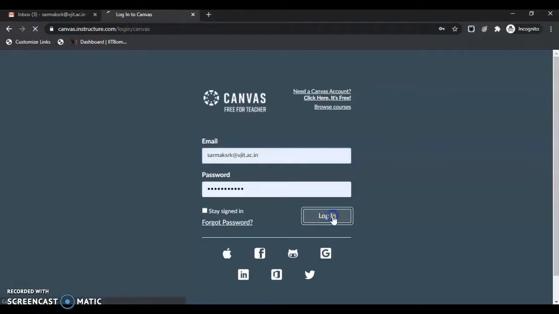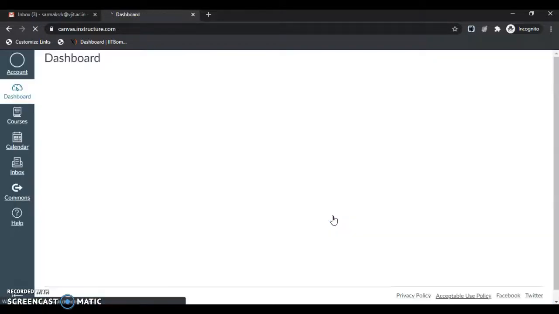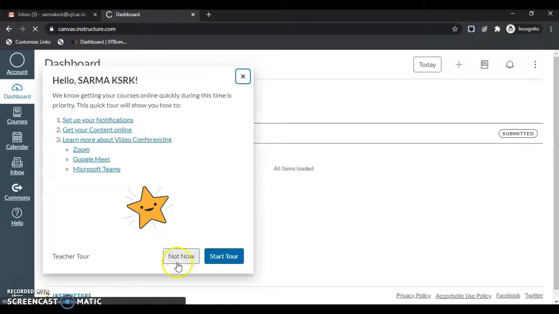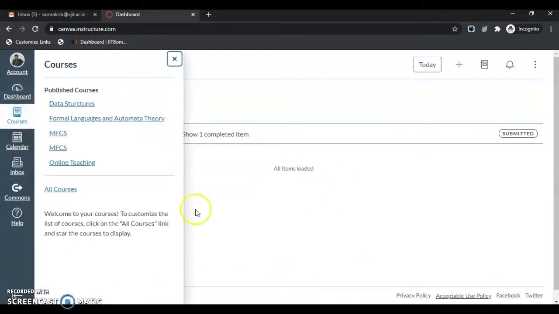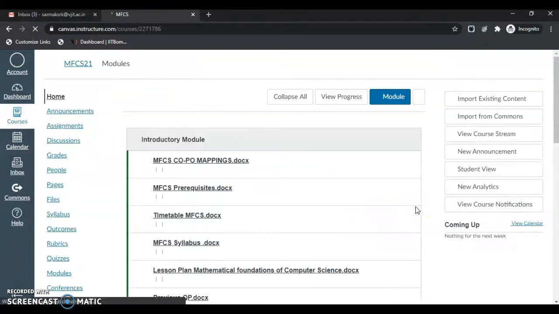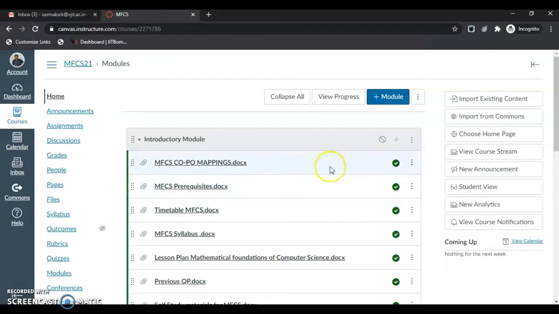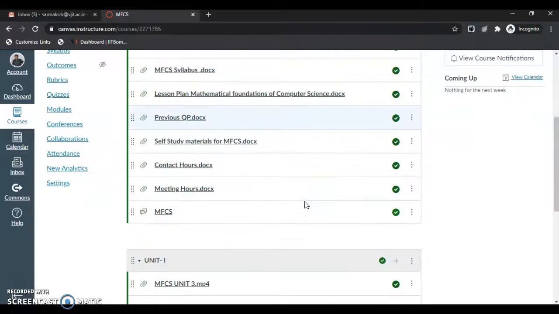And so initially, we'll be logging into Canvas. Coming to the courses, presently I'm handling the course called MFCS, Mathematical Foundations of Computer Science, for the second year first semester students. Here I have done the requirements for the Capstone project.